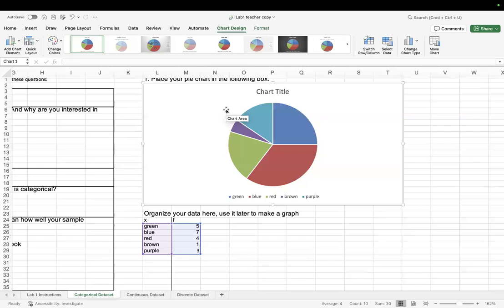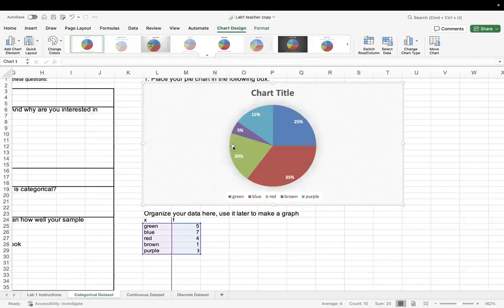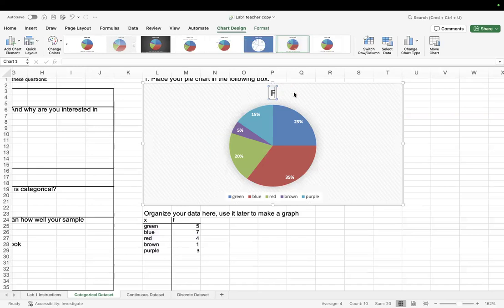I want you to put percents on your chart. So if you go up here to the chart design, pick one that has percents on it. Just pick one. I'm just going to pick that one. That puts percents on. I want to see your percents because it's a lot easier to read. Remember that you have to have a title for your chart. So I'm just going to say favorite colors of friends. Favorite. I really can spell, trust me.